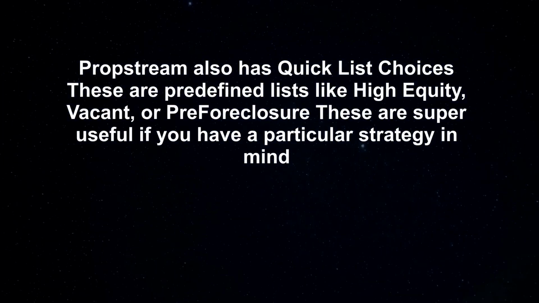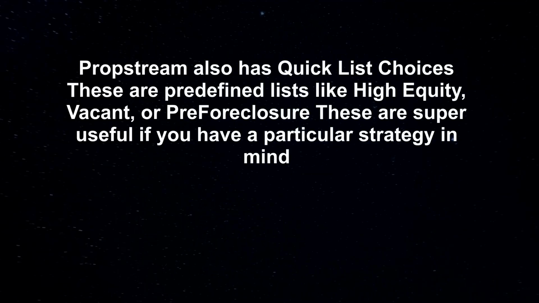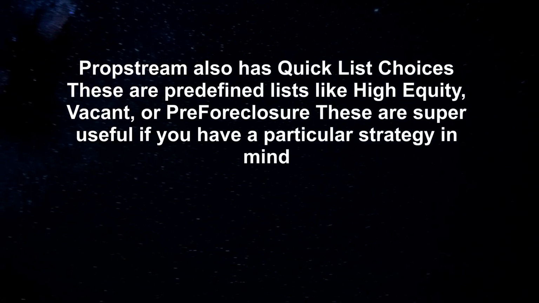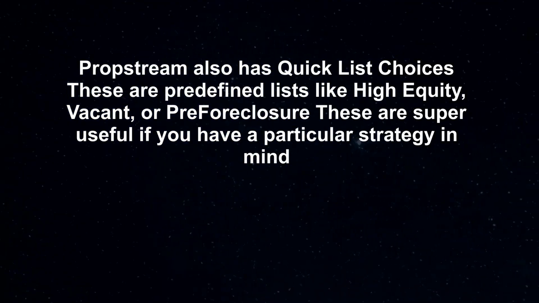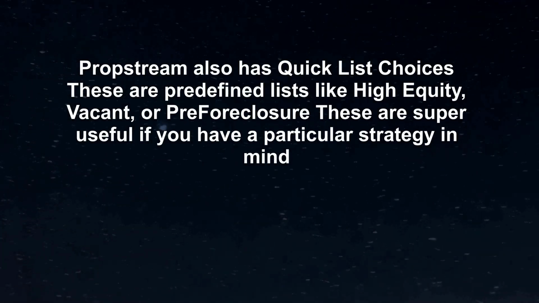Propstream also has quick list choices. These are predefined lists like high equity, vacant, or pre-foreclosure. These are super useful if you have a particular strategy in mind.